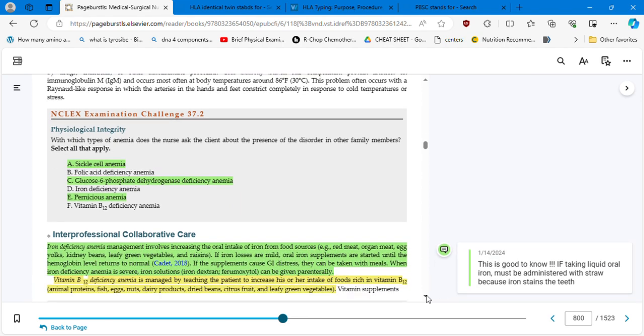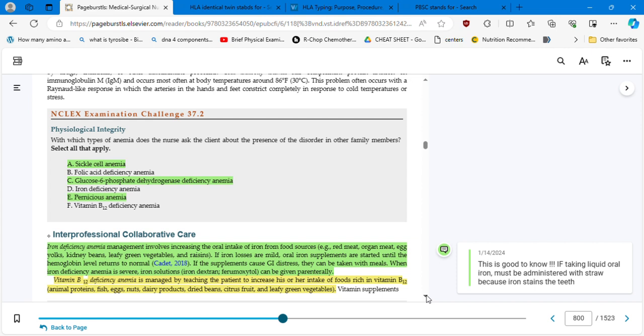So we have an NCLEX question. For which type of anemia does the nurse ask the client about the presence of a disorder in other family members? Select all that apply. Sickle cell anemia. We have a history, right? Folic acid is not there. Glucose-6-phosphate dehydrogenase anemia also, and pernicious anemia. Okay, so when we consider family history, those three anemias are going to be present.